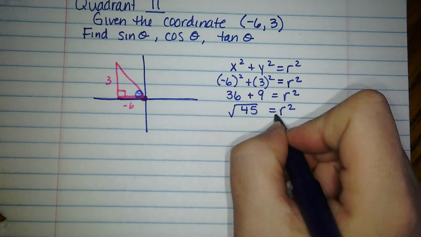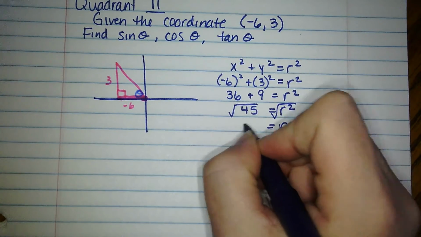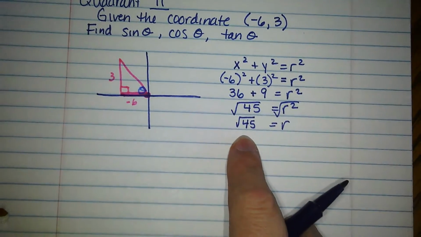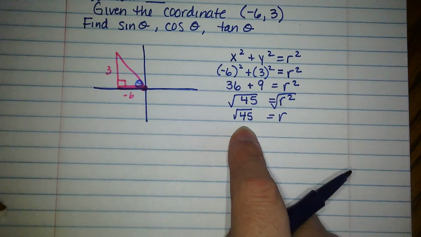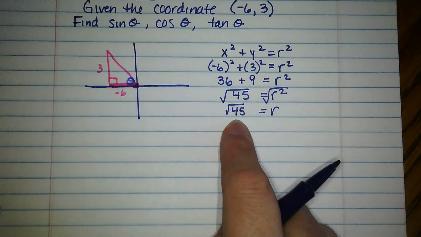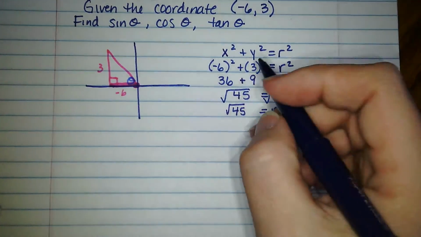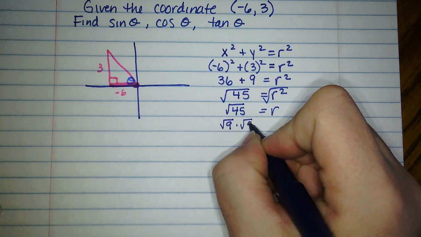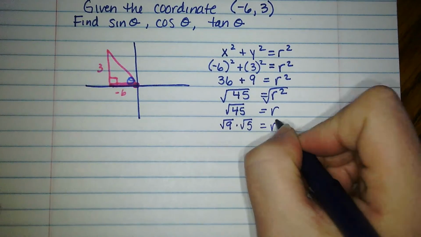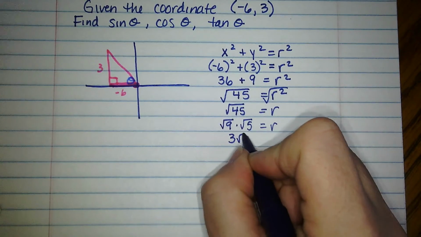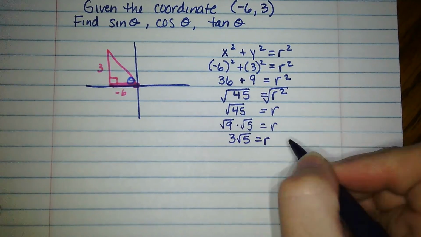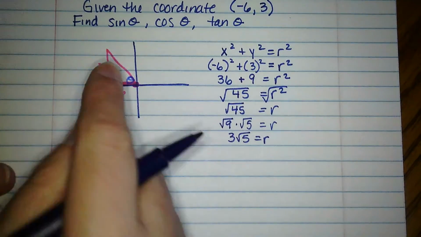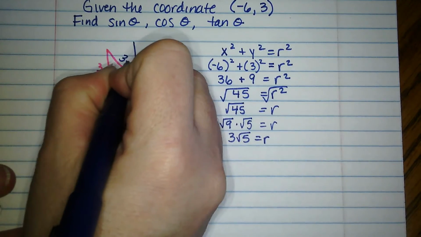And then I'm going to square root both sides. That gives me the square root of 45. Now, 45 isn't in simplest radical form, so I would want to break this down. When I break down square root of 45, I would use the perfect square of 9 times 5. So this should give you 3 square roots of 5 for your radius. Okay, so over here on the side, where I have my radius, we're going to use 3 square roots of 5.